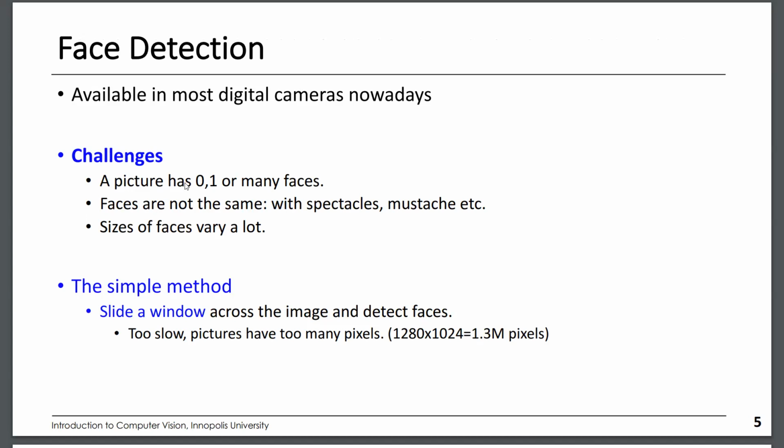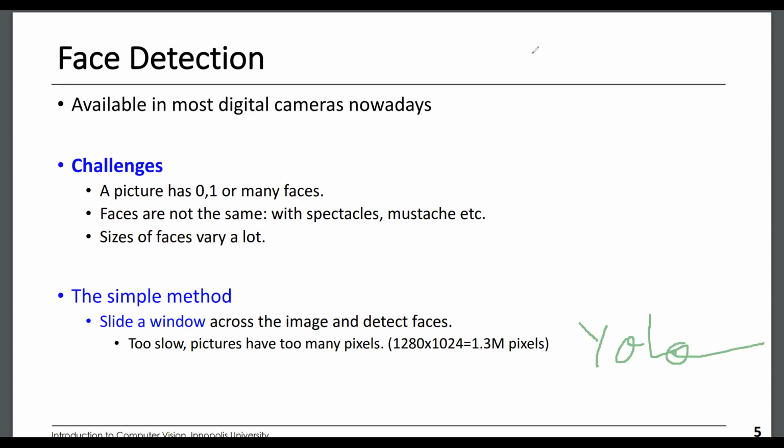Some of the challenges: a picture may have 0, 1, or many faces, and faces are not the same, with spectacles, mustache, etc. And sizes of the faces can vary a lot. The simple method is to slide a window across the image and detect the faces. Too slow, pictures have too many pixels, you see? But again, as we said, you can easily train YOLO to do that.